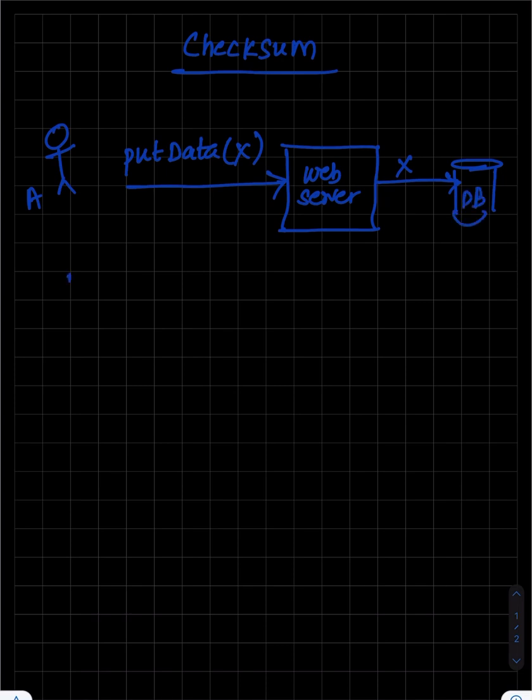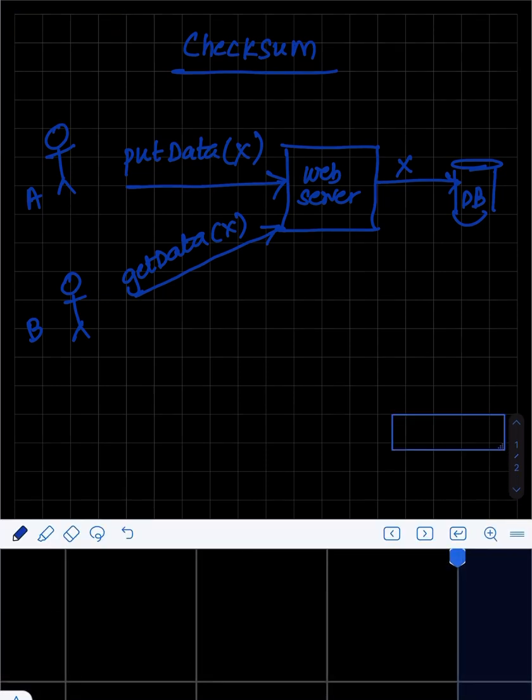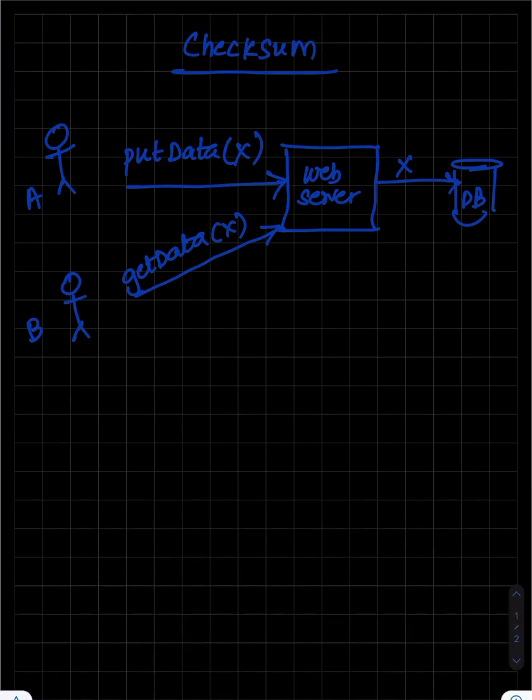And now there's a user B who wants to get that same data from the application. So he's going to request to get data X. It is received by the web server, and the web server queries the database: do you have X? If the database has the value X, which in this case it will, it will send that value back to the web server, and the web server sends that value back to B. Here you go, here is your data.